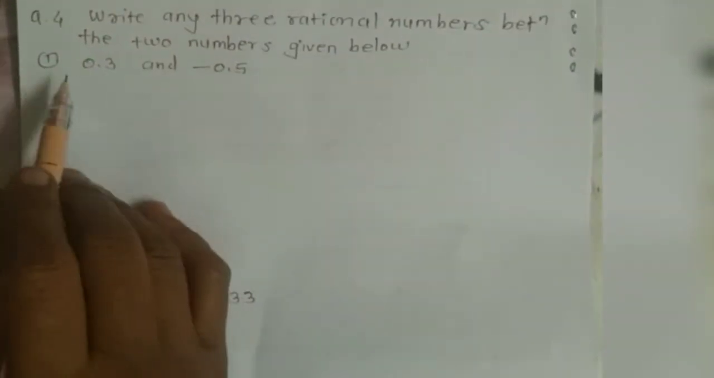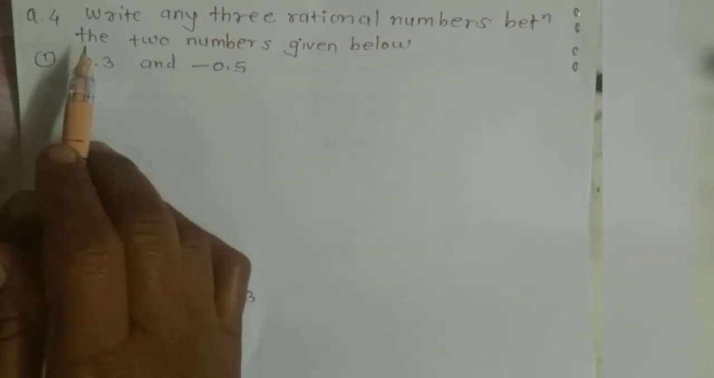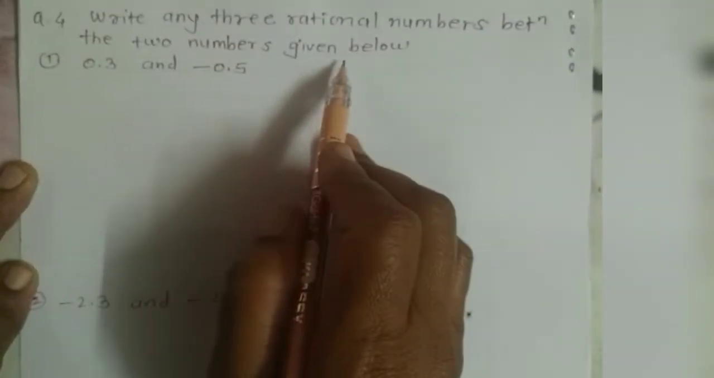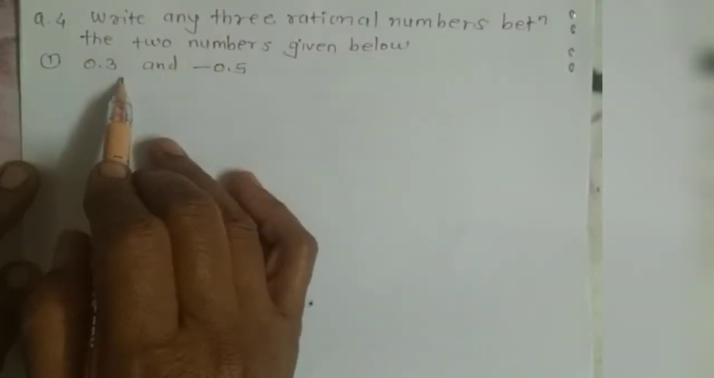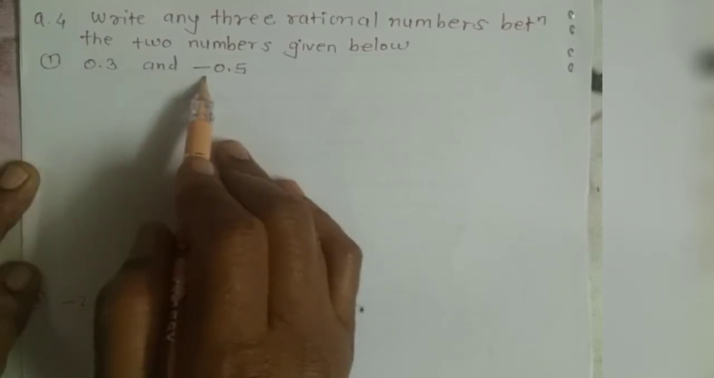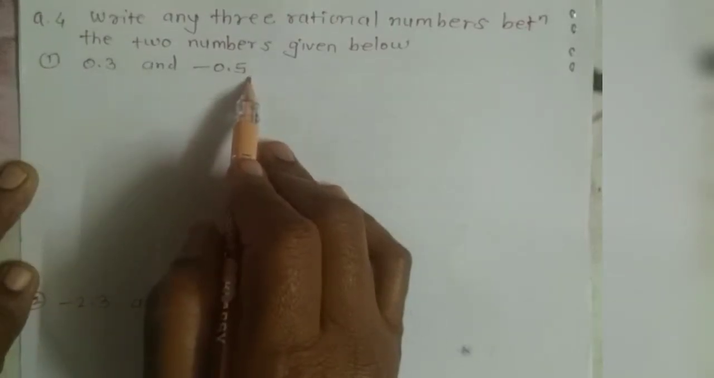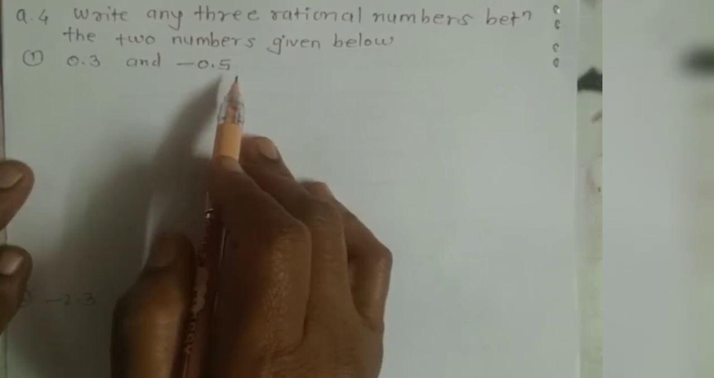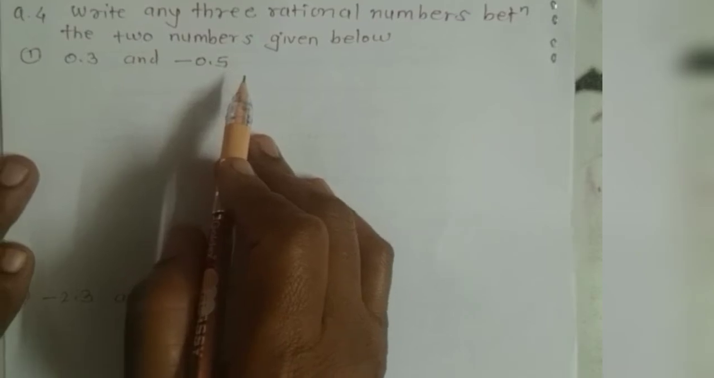The question number 4 of the same practice set is: write any 3 rational numbers between the 2 numbers given below, 0.3 and minus 0.5. There are 2 methods to solve this example. First of all, I am explaining shortly the number line method.